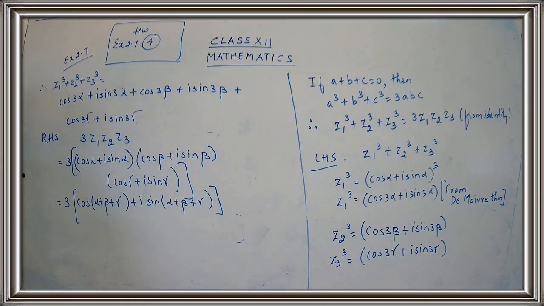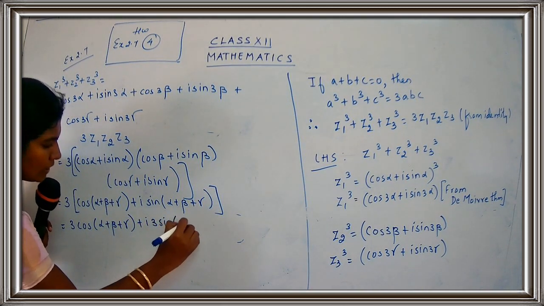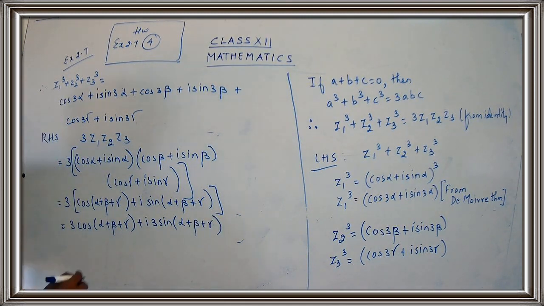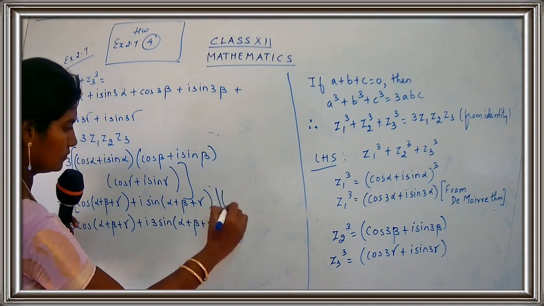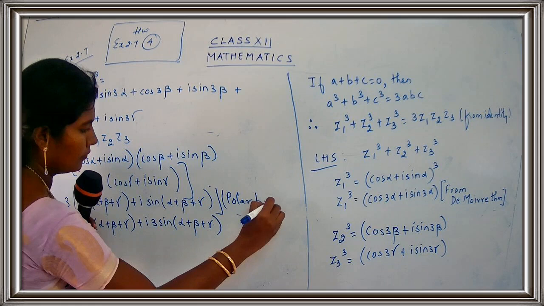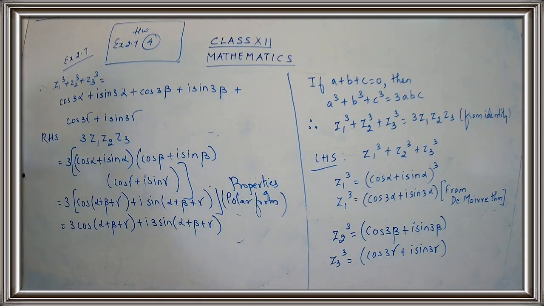Okay, children? So I'm going to give this 3 to both the terms. So I get 3 cos alpha plus beta plus gamma plus i 3 sine alpha plus beta plus gamma. You can just mention here, this is the property of polar form. So how do you get it? From the property. We are just applying the property of polar form. So what do you get there? 3 cos alpha plus beta plus gamma plus i 3 sine alpha plus beta plus gamma.